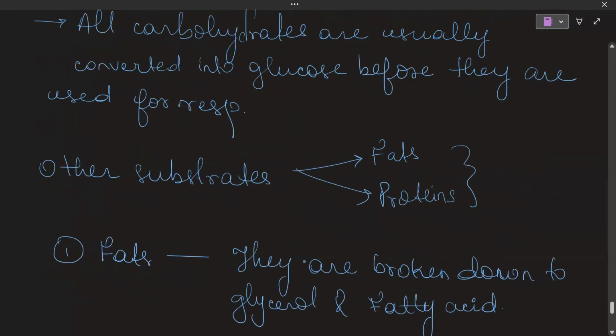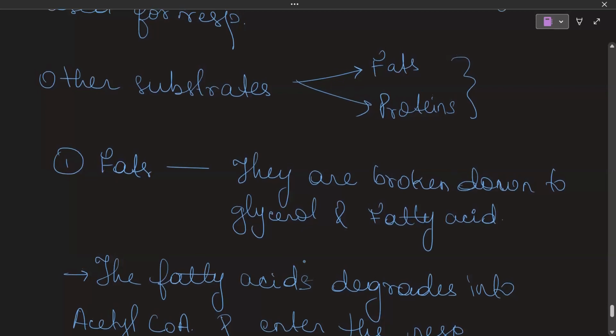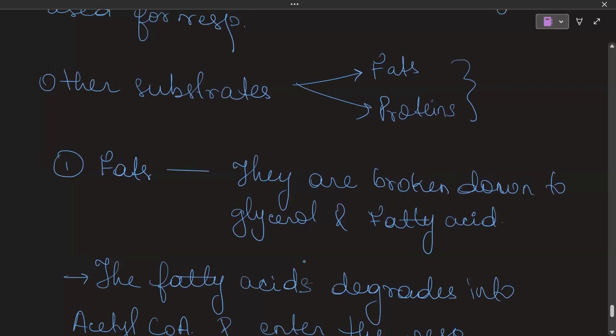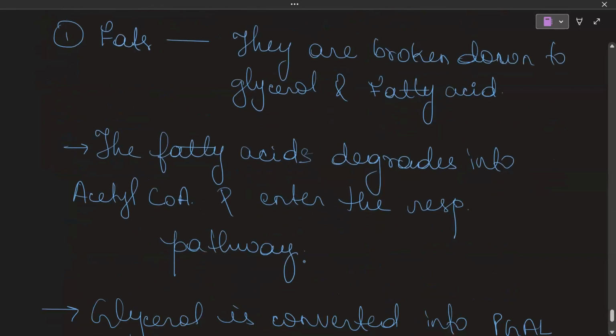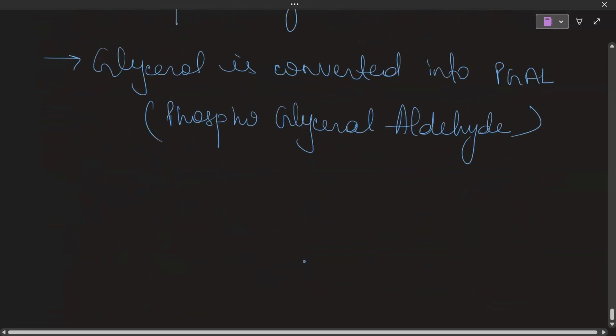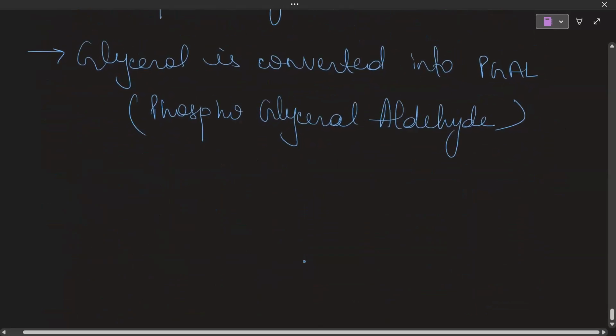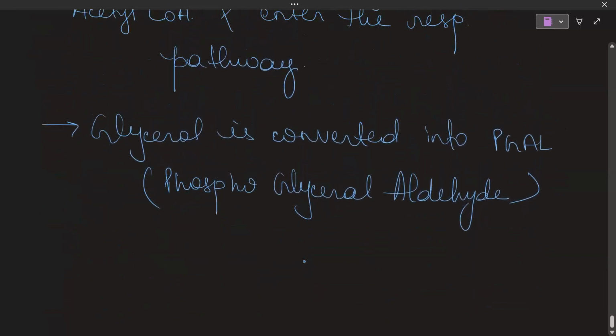These three things are clear? In order for the fats to enter the respiratory pathway, first of all, they have to be broken down into glycerol and fatty acid. The fatty acid will degrade into acetyl coenzyme A, and then it will enter the respiratory pathway. What about the glycerol? Glycerol will be converted into phosphoglycerol aldehyde and then it will enter the respiratory pathway. This much is clear?